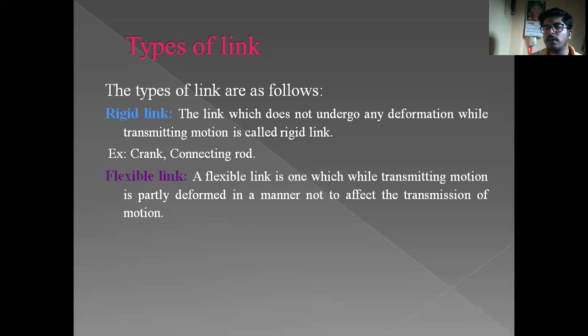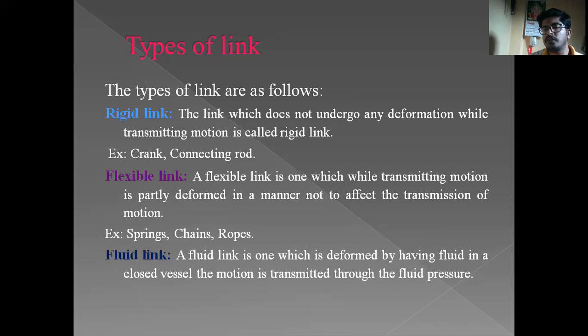The second link is flexible link. A flexible link is one which is partly deformed while transmitting motion, which does not affect the transmission of motion. For example, springs, chains, ropes. If any force acts on the spring, it will regain its original shape. It will be subjected to deformation, but it does not affect the transmission of motion or force. Chains and ropes are also examples of flexible link.